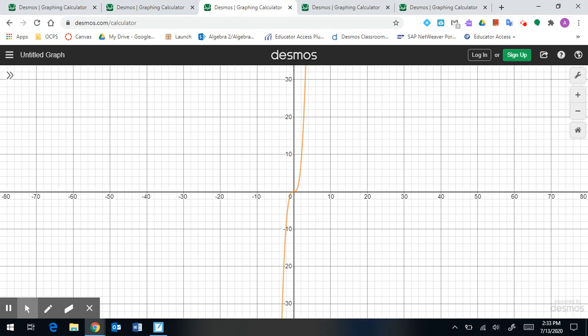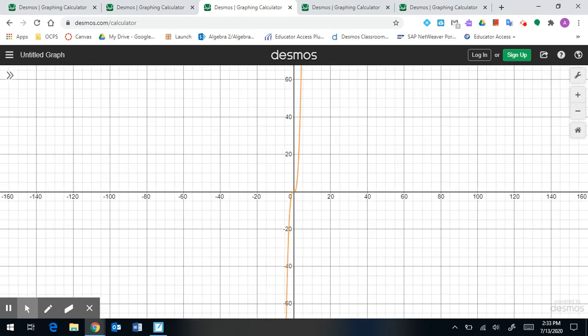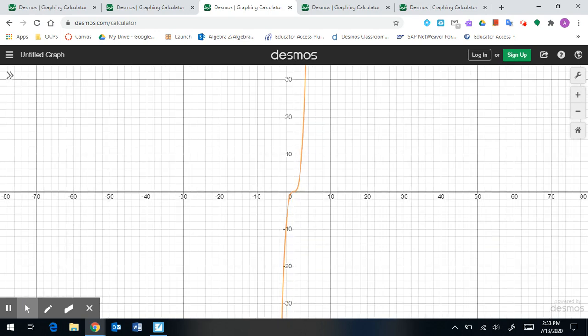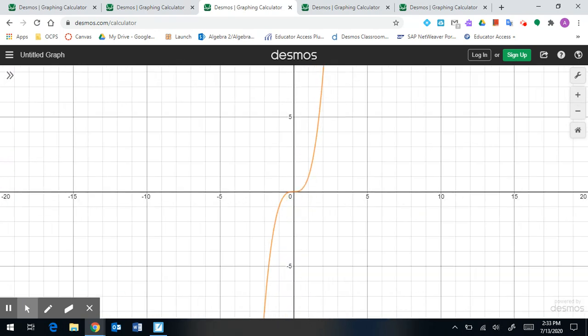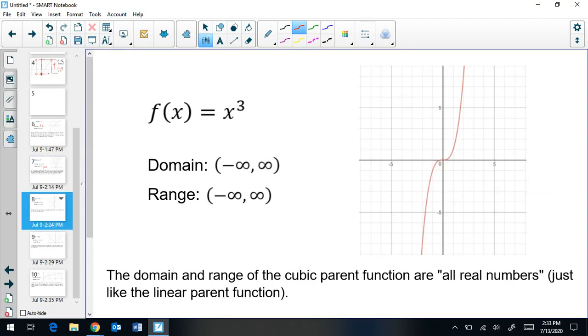Okay, you can see if I zoom out, nothing is going to stop it. I know it looks really narrow. I know it looks like it's not going to go to the left and the right forever, but there's nothing stopping it from going to the left or the right forever. So that's how you should think of it: is there anything that's going to stop this on the left or stop this on the right? So again, domain and range are the same as the linear function.